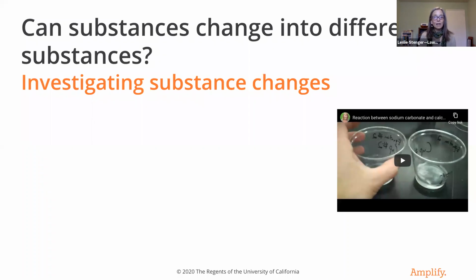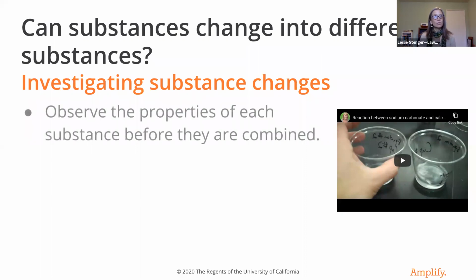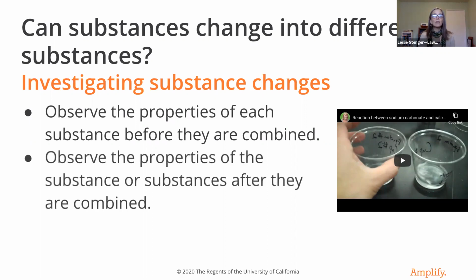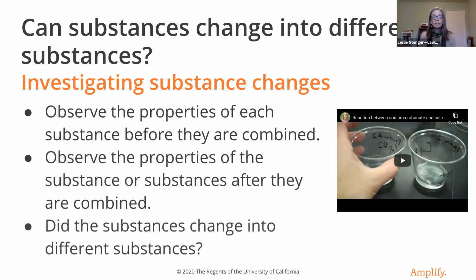So keep in mind, we're trying to collect evidence to answer the question, can substances change into different substances? As you're watching this video, I want you to do a couple things. Observe the properties of each of the substances before they're combined. What do you notice about them? Then observe the properties of the substance or substances after they're combined. And when we're finished observing, consider the question: did the substances change into different substances?